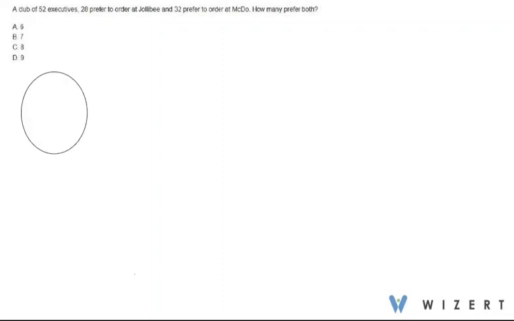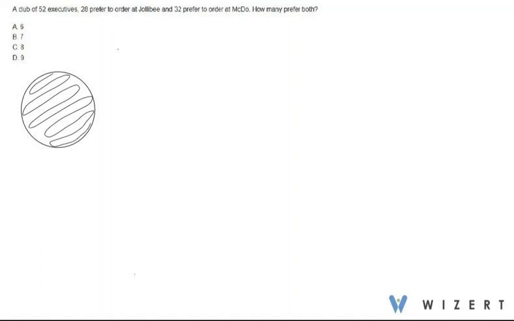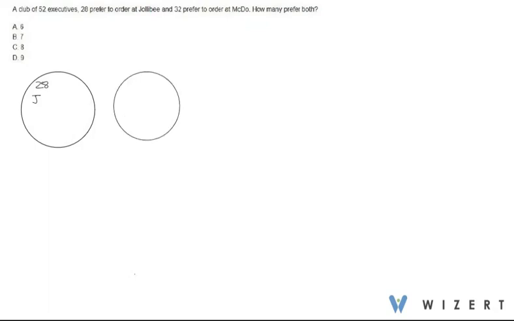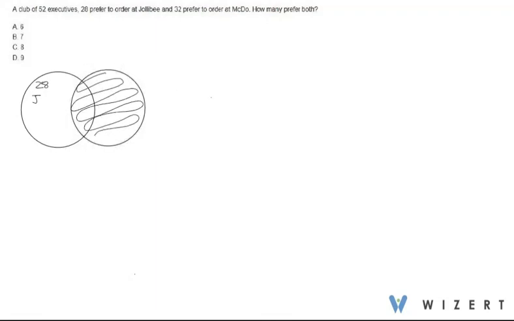Let this be representation of 28 executives who prefer to order at Jollibee. So this entire circle is representing 28 people who prefer to order at Jollibee. So 28 Jollibee. And let this be representation of 32 people who prefer to order at McDonald's. Again, this entire circle is representing the number of people, that is 32, who prefer to order at McDonald's. 32 McDonald's.